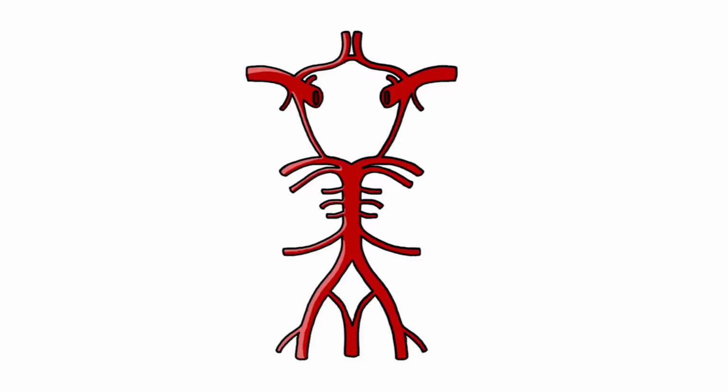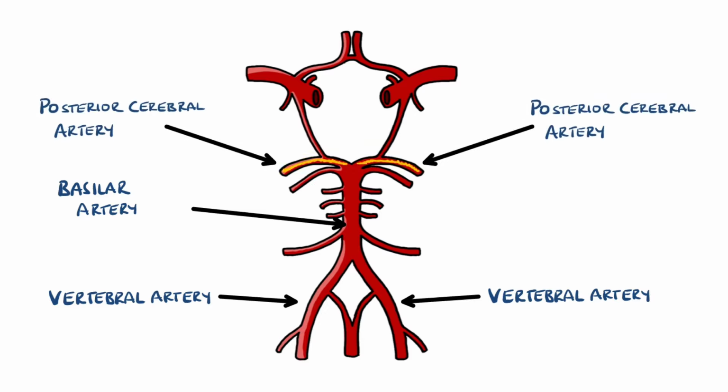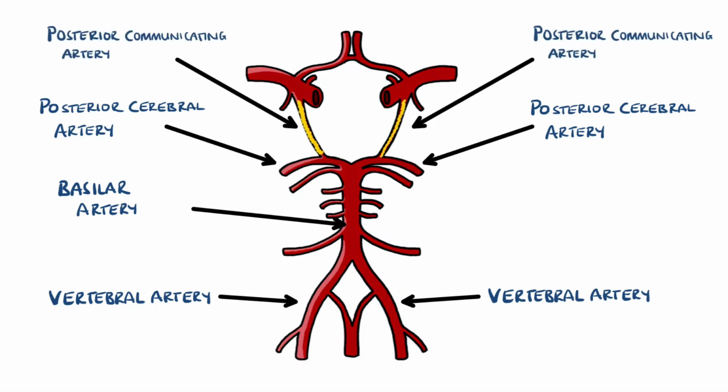The posterior cerebral arteries arise from the distal end of the basilar artery, which itself is formed from the vertebral arteries. There is a connection with the anterior circulation via the posterior communicating artery.